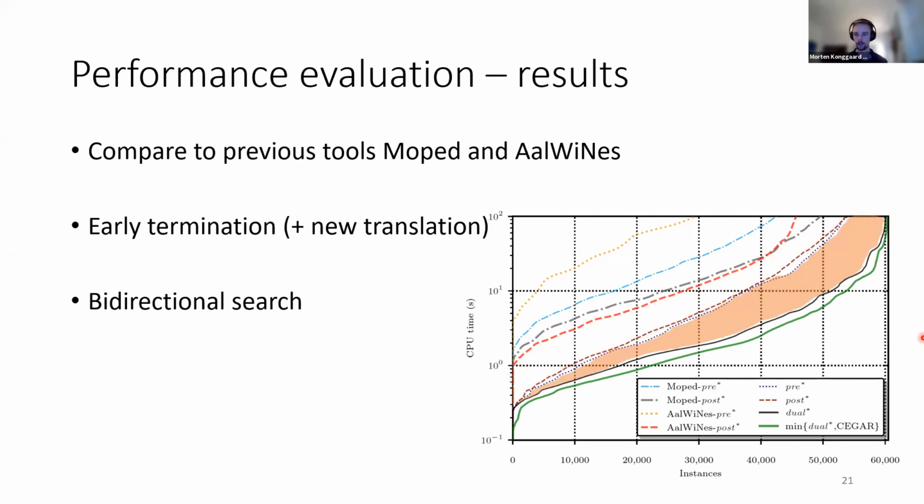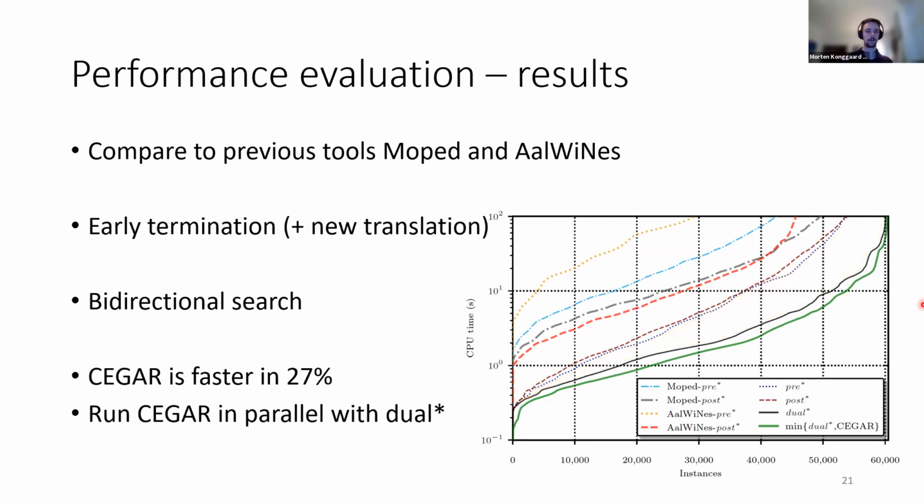Next, the difference between the pre-star and post-star lines and this black dual line shows the improvement of the bidirectional search. And note that our y-axis is logarithmic. So this is an improvement of, say, 5 times or 7 times or something like that.